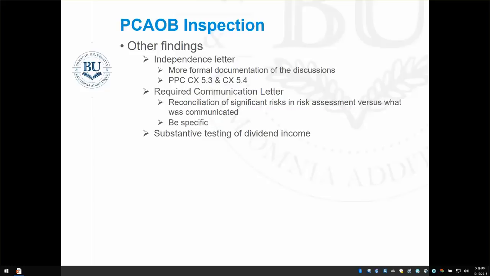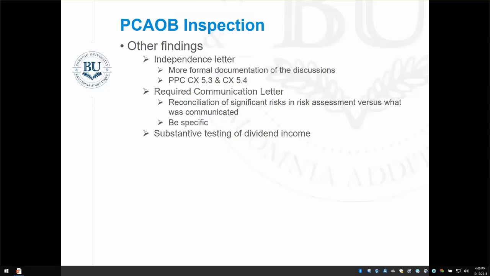And this was the independence letter, and this hit not only the issuer clients but also the employee benefit plan clients. There needs to be some more formal documentation of discussions that have occurred with management as it relates to the independence letter. On the specific independence letter, we had indicated that we would be more than happy to discuss any independence matters with you. In accordance with the PCAOB standards, we need to indicate what that date is or document the substance of those discussions. So it's important to note that we really should be indicating the date that we're doing that right in the letter, and that is in the letters CX 5.3 and 5.4 of the PPC PCAOB templates.